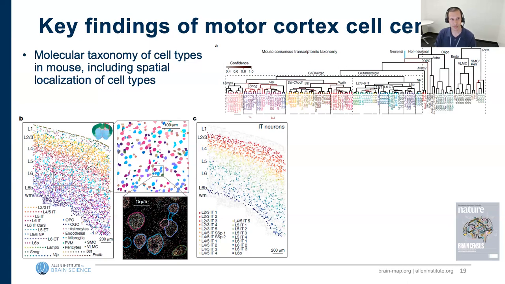I think the main finding was the molecular taxonomy of cell types in mouse, including their spatial localization of types. This was important as most of the other data from this project was anchored to the transcriptomic types that were defined in mouse. Up here is a representation of the mouse cell types. It's called a dendrogram or a tree. This is a way of, after all of the cell types are defined, organizing them based on how similar their gene expression patterns are.